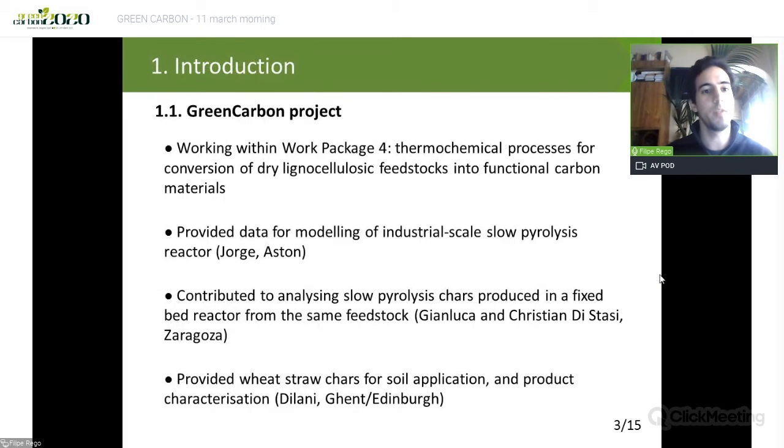So my work is with the GreenCarbon project within Work Package 4, thermochemical processes for mainly lignocellulosic feedstocks. The project allowed some interesting interactions with other students, providing data for the other researchers at Aston and also the researchers at Zaragoza University, Ghent and Edinburgh University. That's really interesting and good due to the GreenCarbon project.